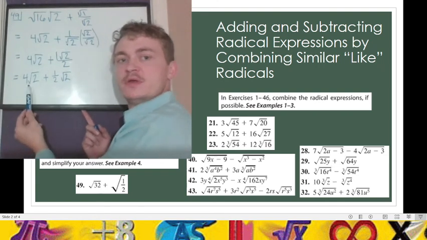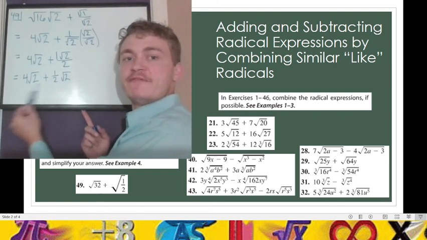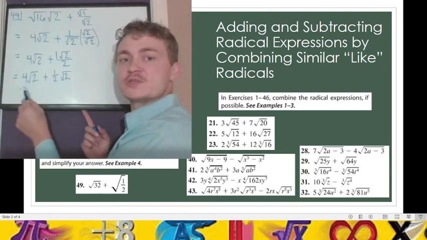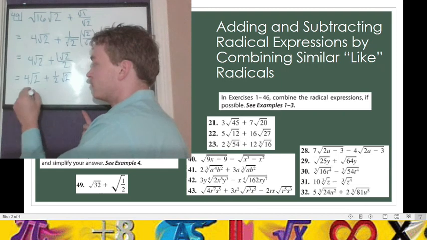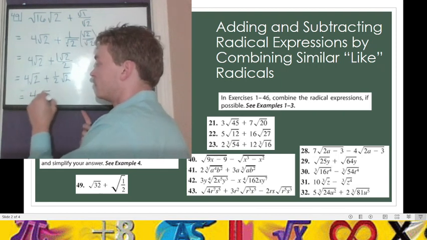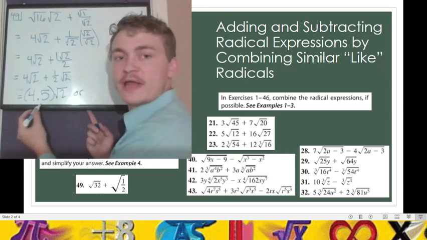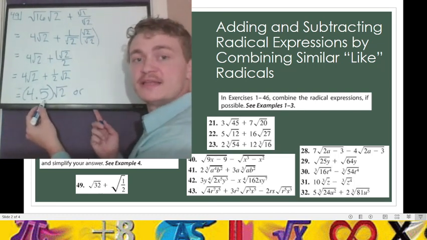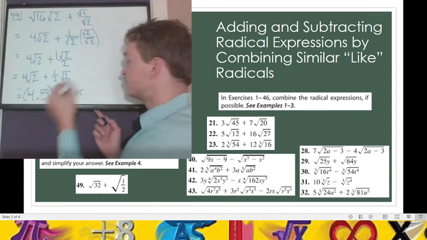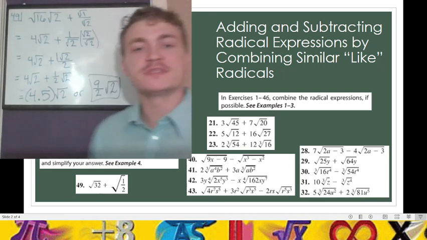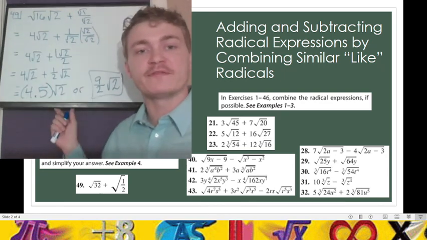multiply the square root of 2. So now, how many square roots of 2? I have 4, but I'm going to add a half. 4 and a half square roots of 2. If I want to write 4 and a half as a fraction, 4.5, that is 9 halves. I have 9 halves square root of 2, or I have 4 and a half square roots of 2.